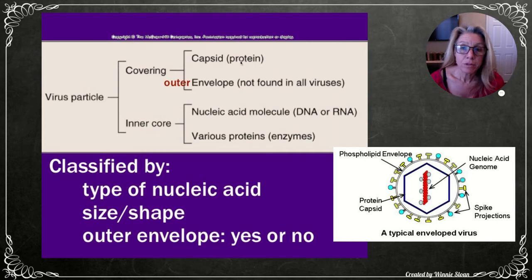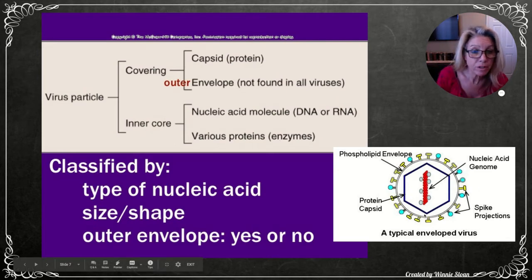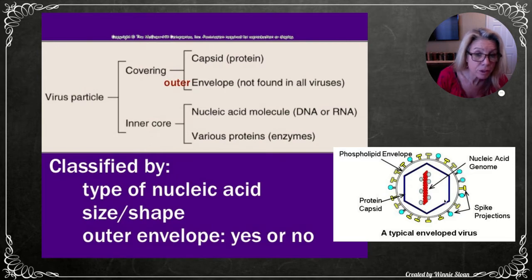Okay. It has a protein capsid. It may or may not have an envelope on the outside. Inside, it has to have a nucleic acid, and it could have some other proteins that may or may not. So take a look at this enveloped virus right over here to the right. You can see the protein capsid that's in blue. Here is its nucleic acid that's in red. And then it has this envelope right here on the outside.